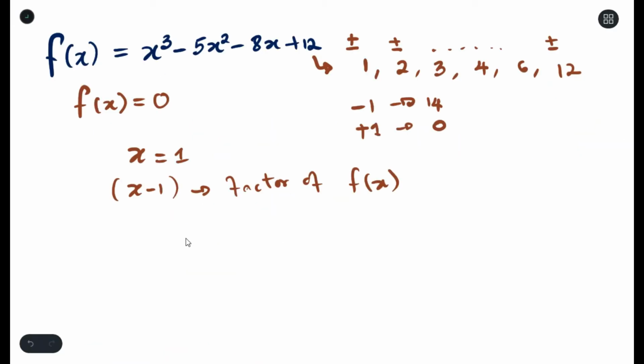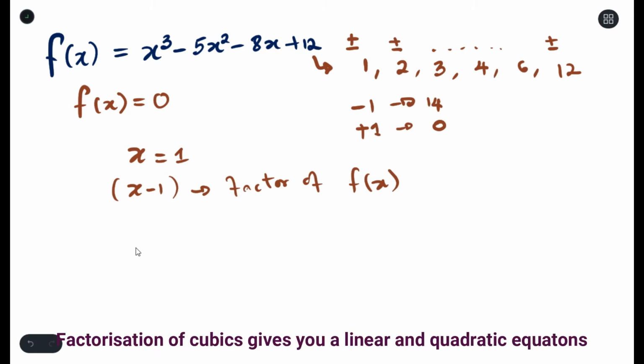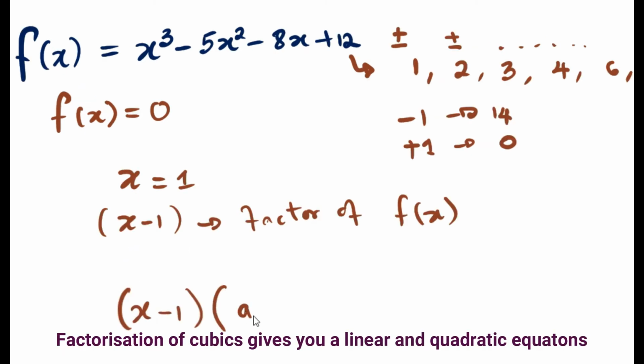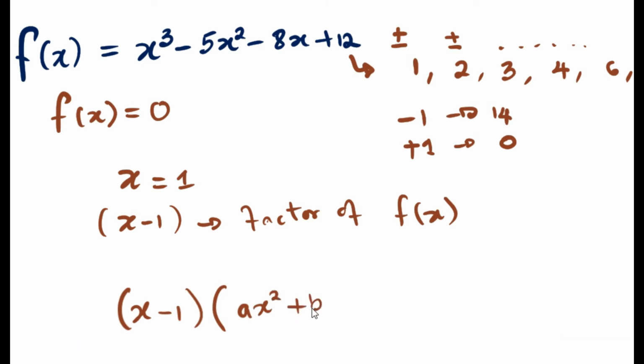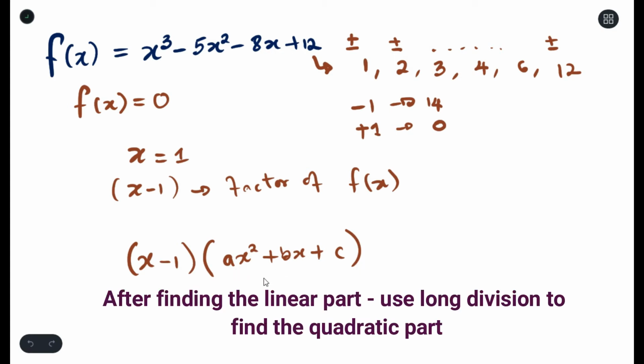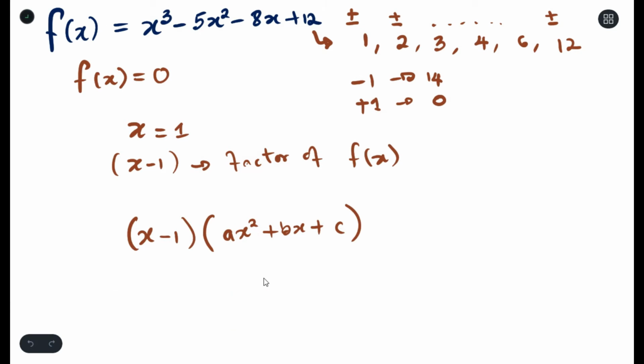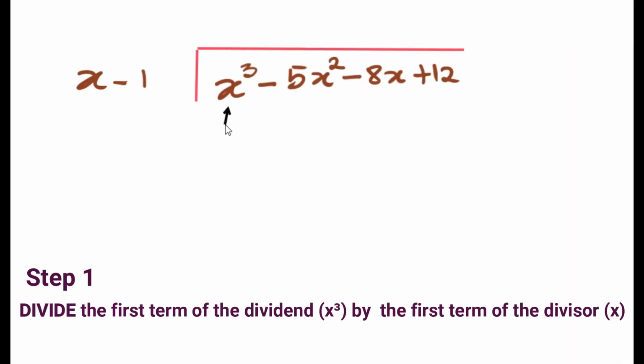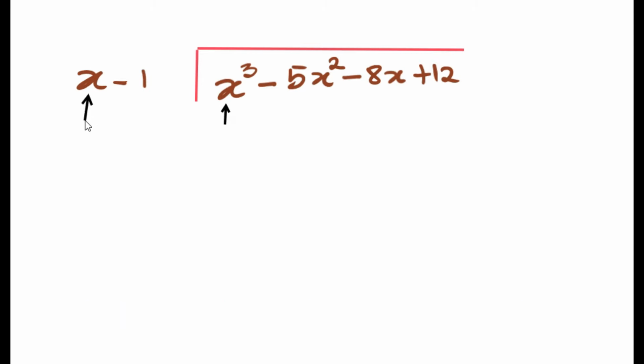Whenever you factorize a cubic function, you normally get a linear function and a quadratic function. We just found the linear part of our cubic function, which is the x minus 1. Now we need to figure out what the quadratic part is. And how we do that is through long division. Take the first value we have here, which is x cubed, and divide it by the first value we have in our factor, which is x. And when you divide those two, you would get x squared.